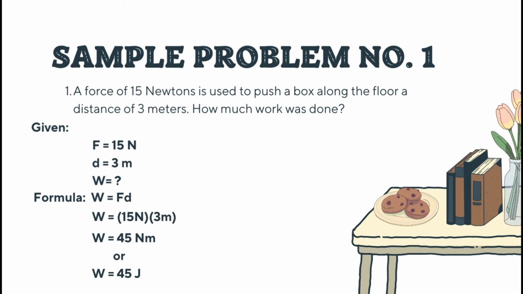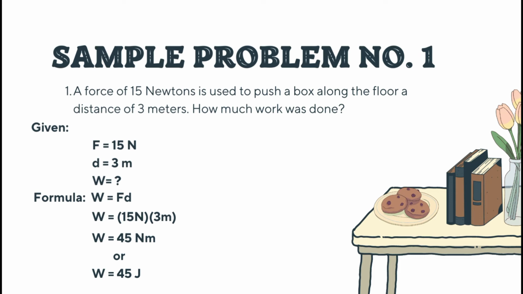For problem number 1, a force of 15 Newton is used to push a box along the floor a distance of 3 meters. How much work was done? Now, for you to be able to solve for the value of work, you need to follow a step-by-step process. The first step is to get all the given values in our sample problem. So, since we have the problem, let's get the given values. First, since the problem has 15 Newton, this would be our force.